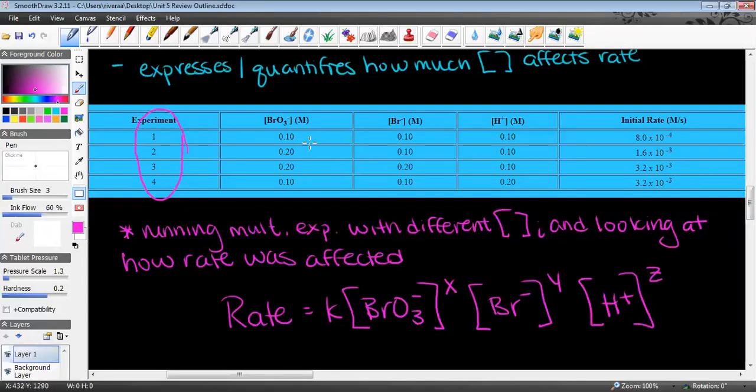All right, experiment 1 to experiment 2. Do you guys see how from experiment 1 to experiment 2, these guys stay the same? Right, the bromines and the hydrogens stay the same. And this guy gets multiplied by 2. What happens here to this rate? Is that times 2? 1.6.